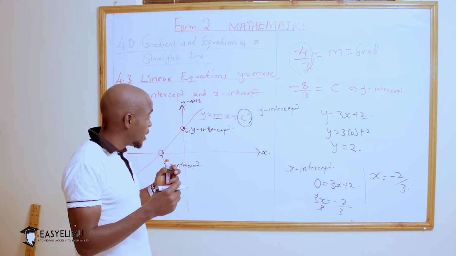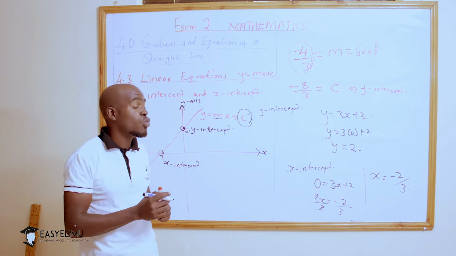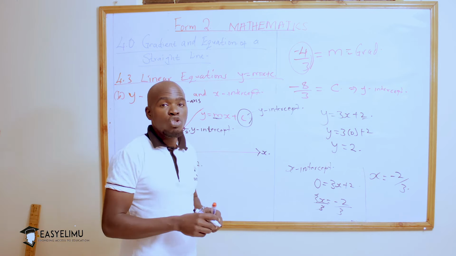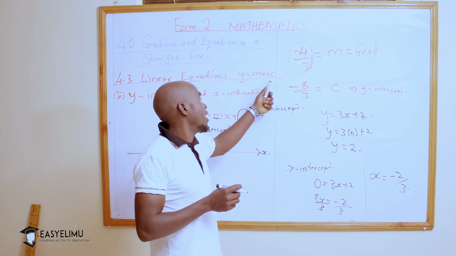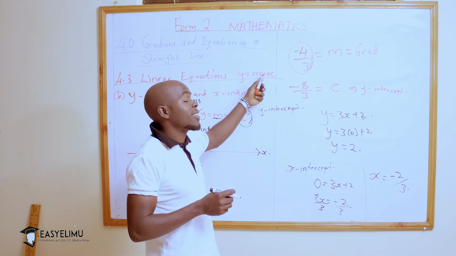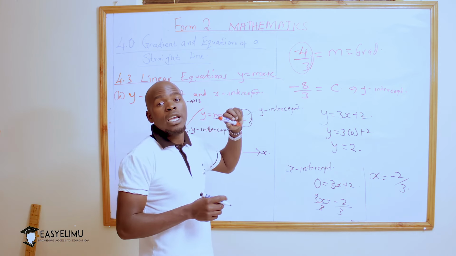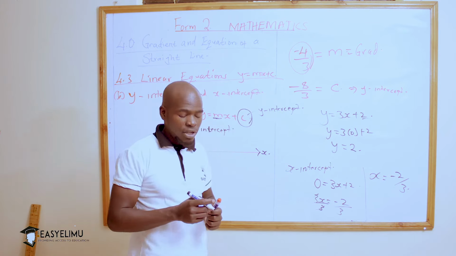This can also be identified in case an equation is in the form of y equals mx plus c. You can easily identify the value of the y-intercept, or the value of c, by replacing x by 0, and also identify the x-intercept by replacing y by 0.